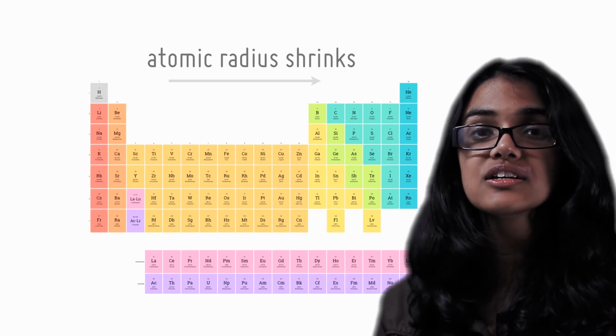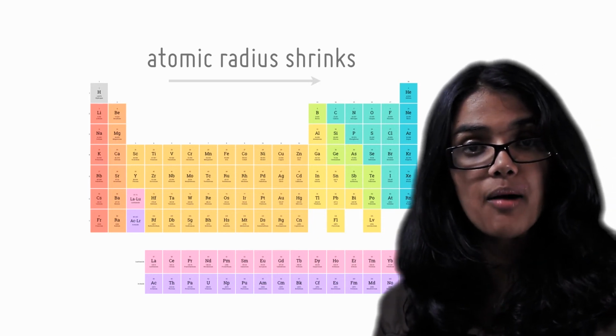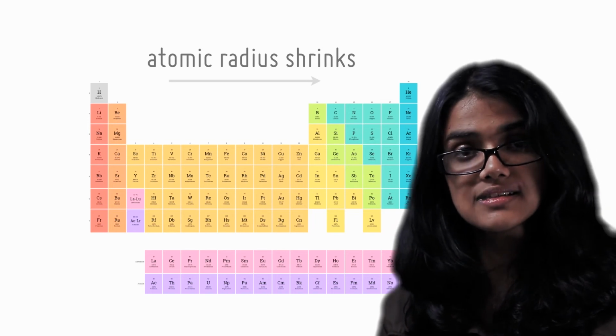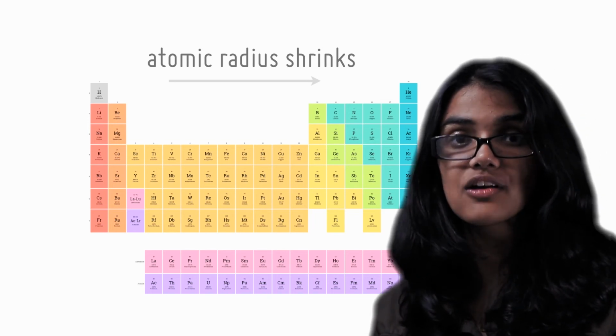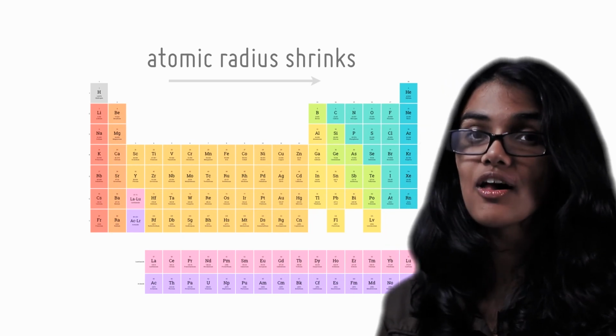As a recap, there are only two kinds of trends as it comes to atomic properties. Trend 1 is increasing down while decreasing across, and trend 2 is decreasing down while increasing across. Atomic radius follows trend 1.